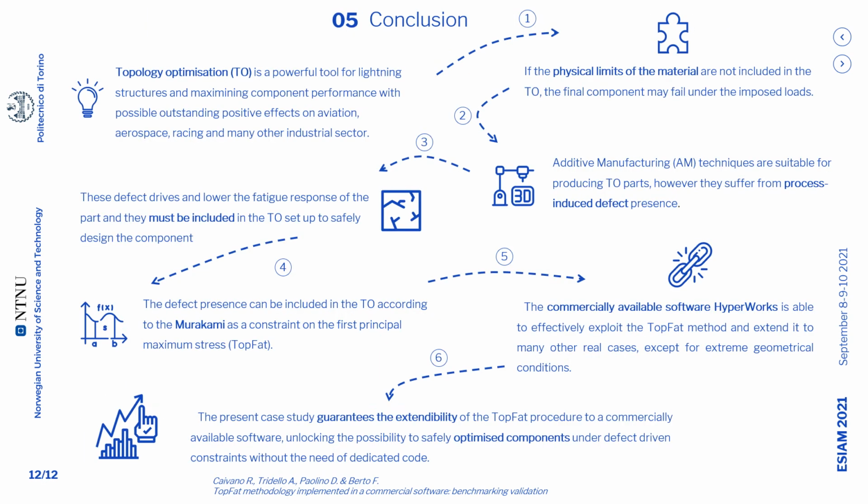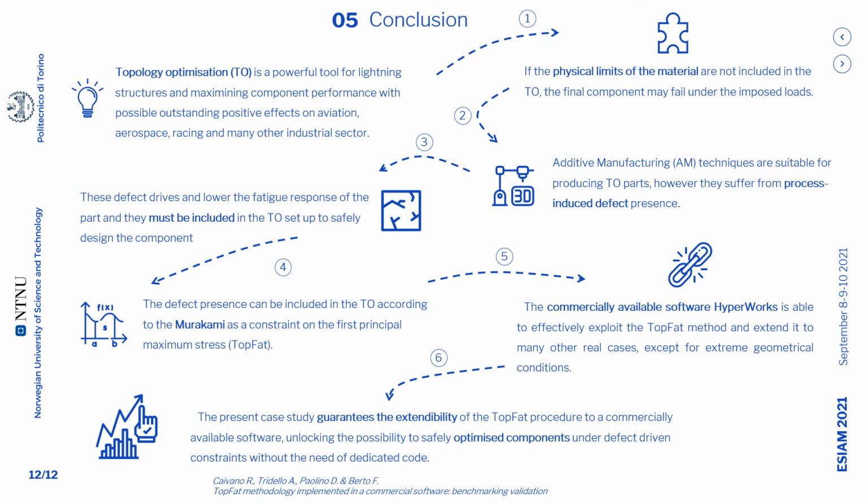To conclude, topology optimization is a powerful tool for lightening structures and maximizing component performance, with possible outstanding positive effects on aviation, aerospace, racing, and many other industrial sectors. However, if the physical limits of the material are not included in the algorithm, the final component may fail under the imposed loads. Additive manufacturing techniques are suitable for producing topologically optimized parts.